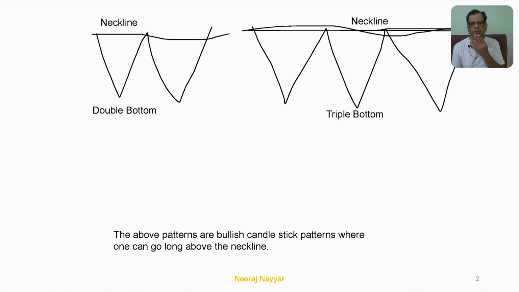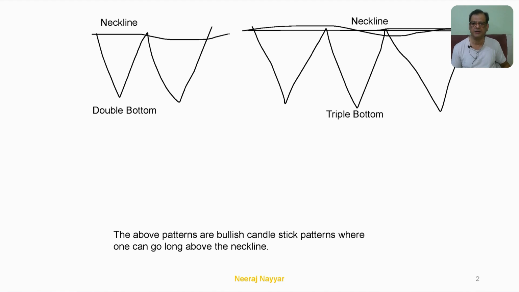So what we have here is basically two chart patterns. This pattern is called a double bottom pattern and a triple bottom pattern. These are basically bullish candlestick patterns where one can go long above the neckline. Now, what is a double bottom pattern?